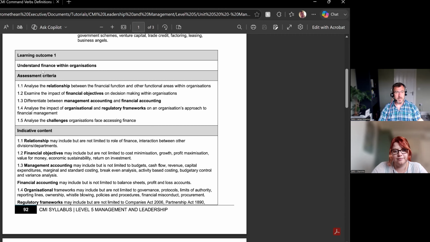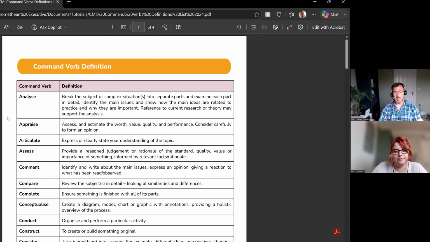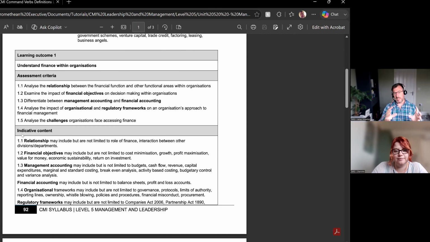We're then going to meet the command verb on our list here, and it's to analyze. That's to break the subject into separate parts and examine each part in detail, identifying the main issues and showing how the main ideas are related to practice and why they are important. Any reference to current research or theory will be beneficial. So here we're going to analyze the relationship that exists between financial function, in the way you defined it, and other functional areas in organizations.